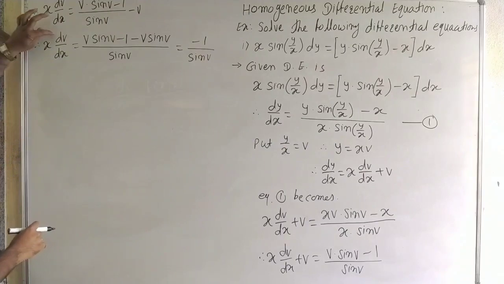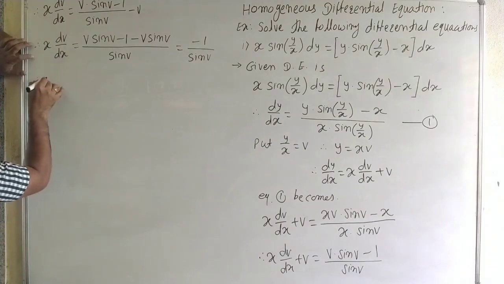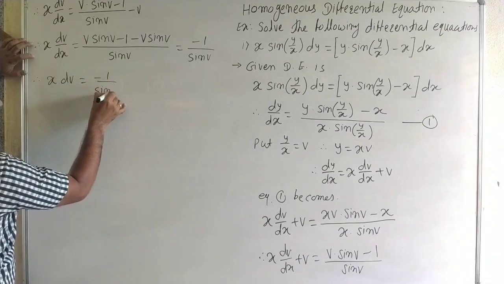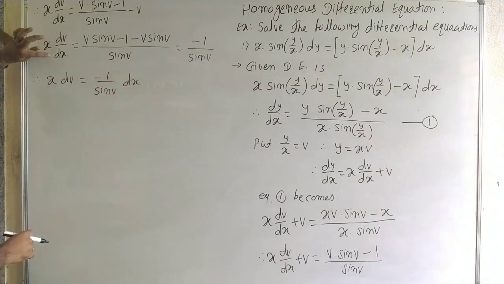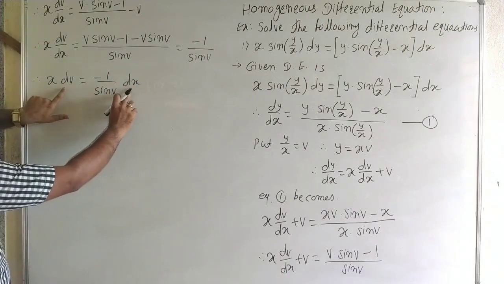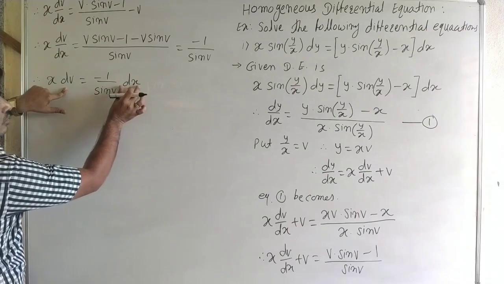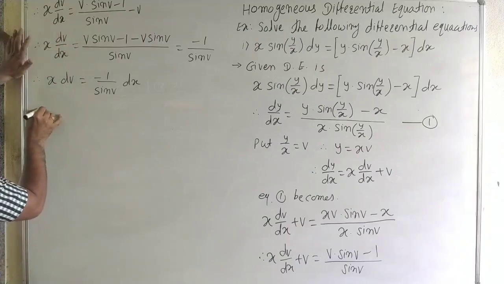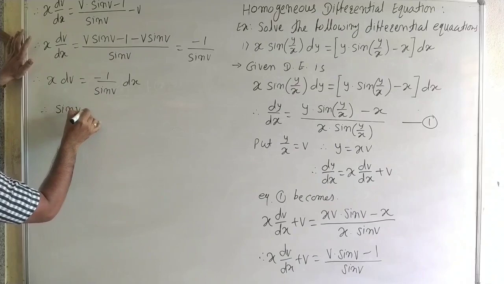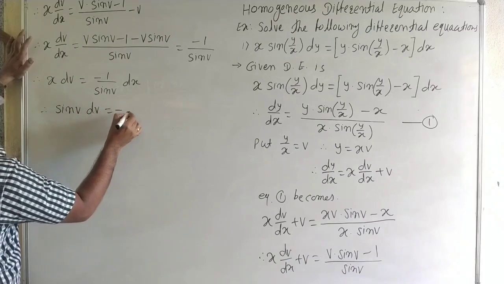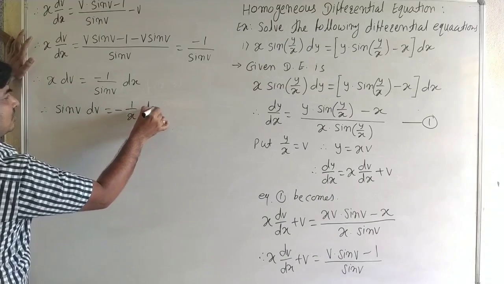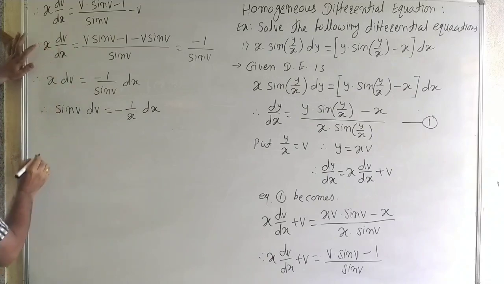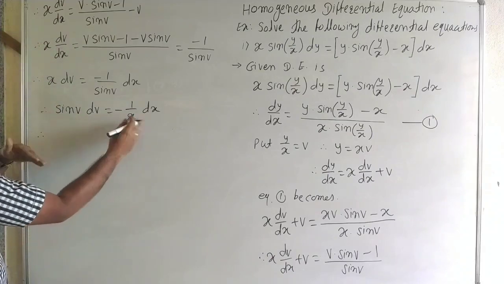Here now it is x dv by dx. Separate the differential coefficient, that is x into dv is equal to minus 1 by sin v into dx. This dv and dx are the differential coefficients. We separate the differential coefficients. Now take all terms of x with dx and all terms of v with dv, and therefore it is sin v dv is equal to minus 1 by x dx. This x in the multiplication we write in the division, sin v in the division we write in the multiplication. Now taking integral on both sides, it is a variable separable.